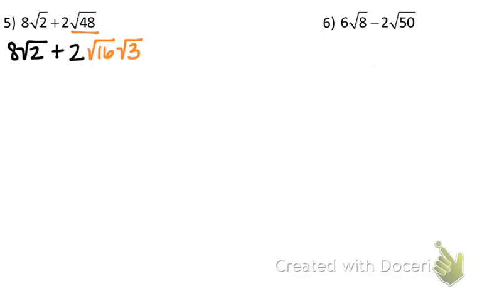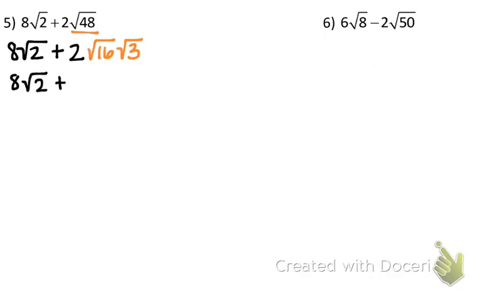And we know that because if we look at its second part, the square root of 3, that can't be simplified any further. So that must mean that the square root of 16 is the largest perfect square. Okay, so we have 8 square root of 2 plus 2 square root of 16 square root of 3.